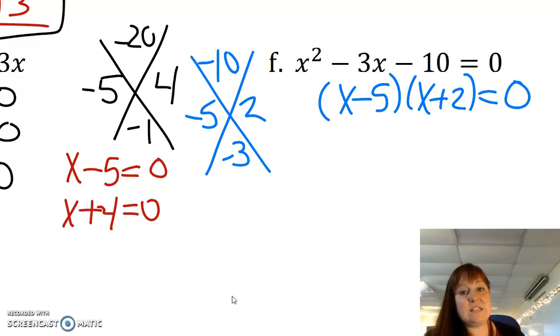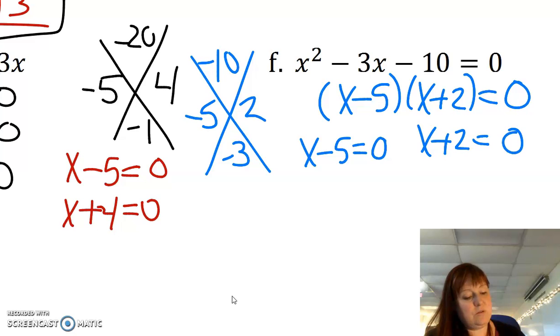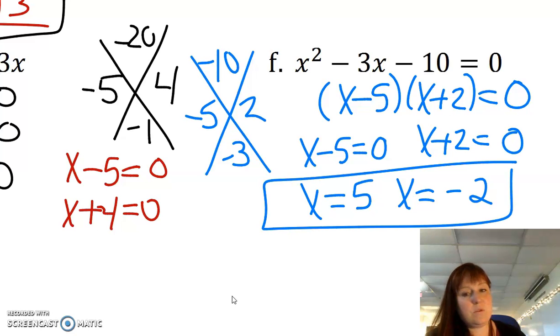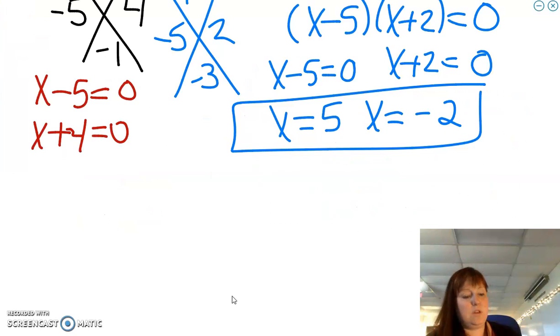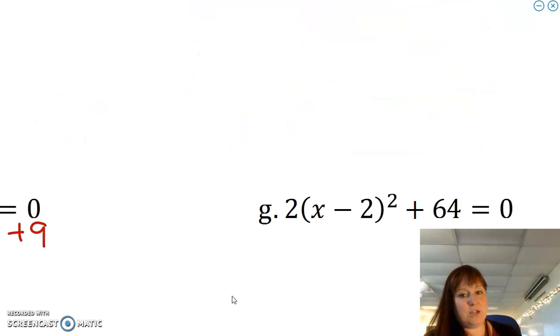So these are the same equation, just written in different forms, right? So then either x minus 5 equals 0 or x plus 2 equals 0. So x equals 5 or x equals negative 2. Those are our solutions. That's where it crosses the x-axis.